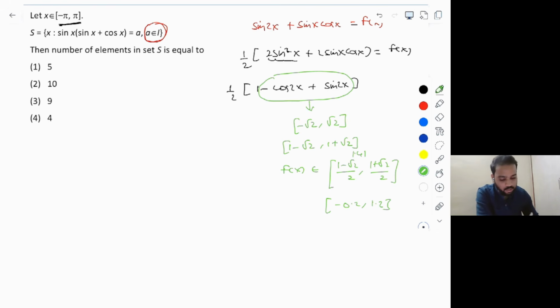Okay, so which means if it is having a solution, this right hand side a also must be lying in the same interval, that is a belongs to roughly minus 0.2 to 1.2. These are not exact values, 1.2 and minus 0.2, because they are only approximate values, since I have taken root 2 as 1.4. Okay. And then here they said that a belongs to integers. So what are the only integers that are lying in this interval? Only 0, comma 1. This is very clear.